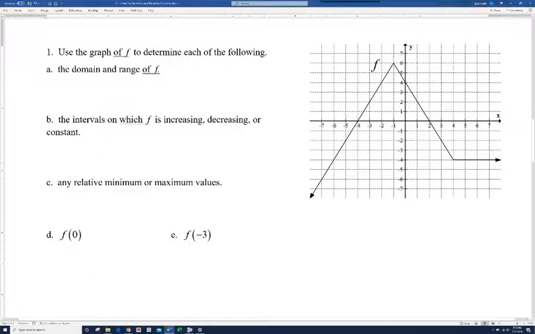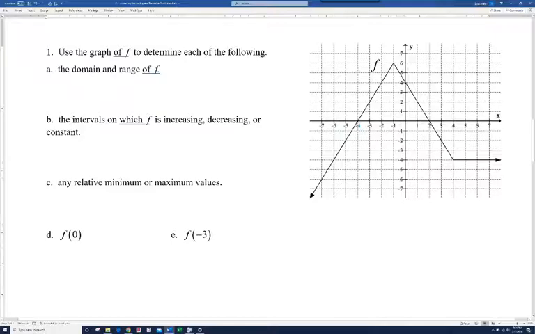So this problem here I would actually like you to try, and it'll give you a review of what we just did, and also you can do D and E, which are review problems, and then watch the video. All right, so let's see how you did.